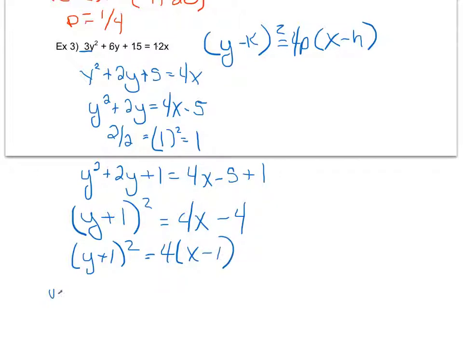So now I can say that my vertex, my h value is always going to be with my x, so it's just 1. My k value would be negative 1. And my p value, in order to get a 4p to be 4, p must be 1. So that's going to be my steps for completing the square.